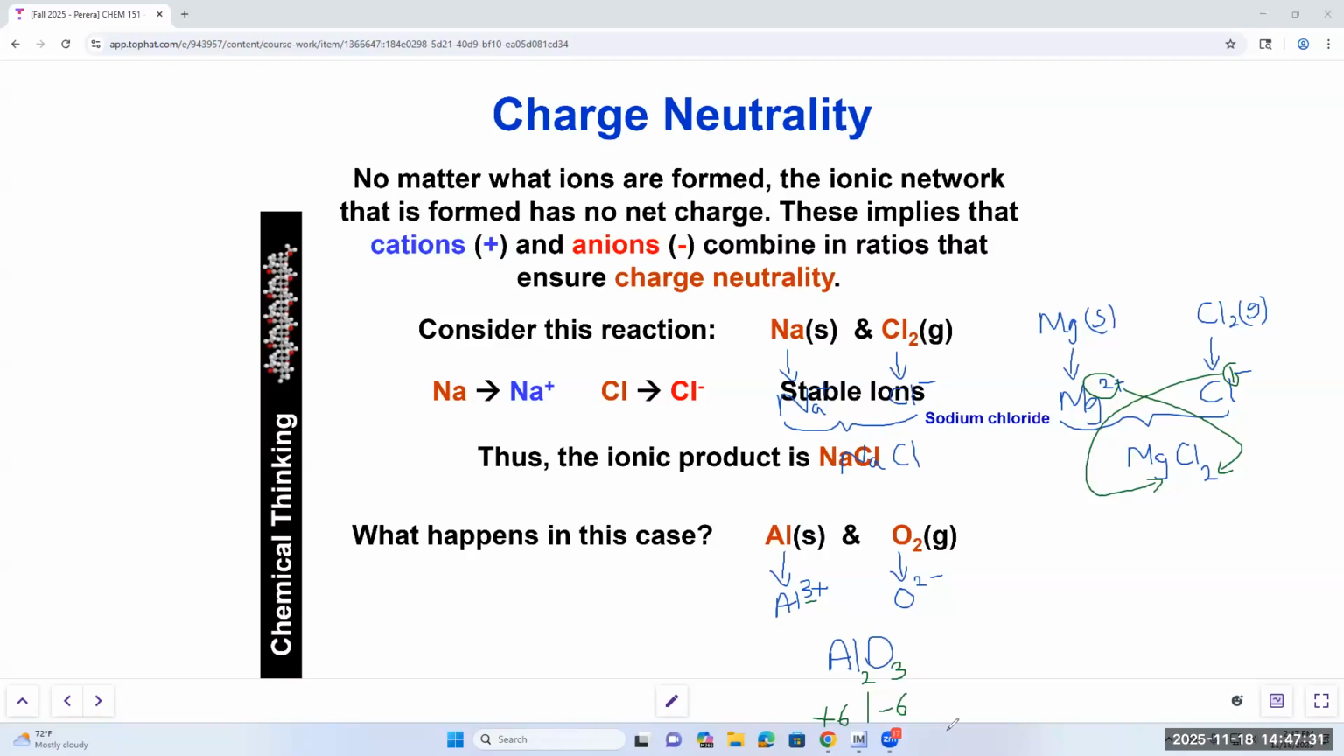Remember your name, sir? Adam. Adam, go ahead. So when bonding, like in this example, aluminum is a solid, oxygen is a gas. After the bonding, do you also need to include the phase change? And how do you know what the phase change is? We're not having a reaction here yet, Adam. If we combine these two, the only possibility for an ionic compound is Al2O3. That's all we are looking for. We're not worried about the phase of our product. Okay, thank you.